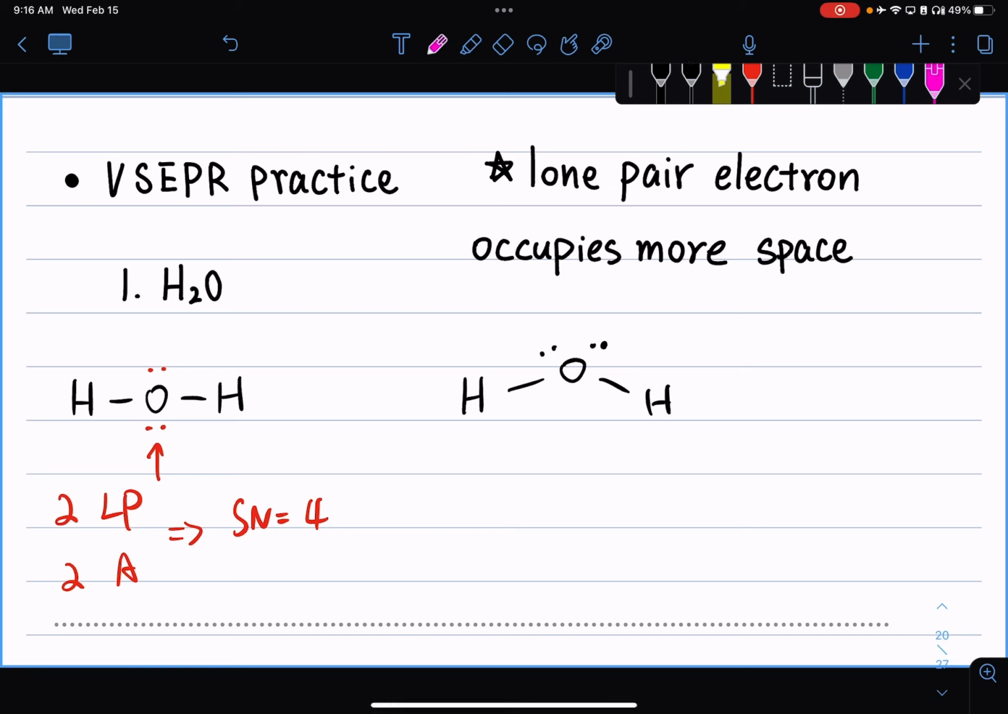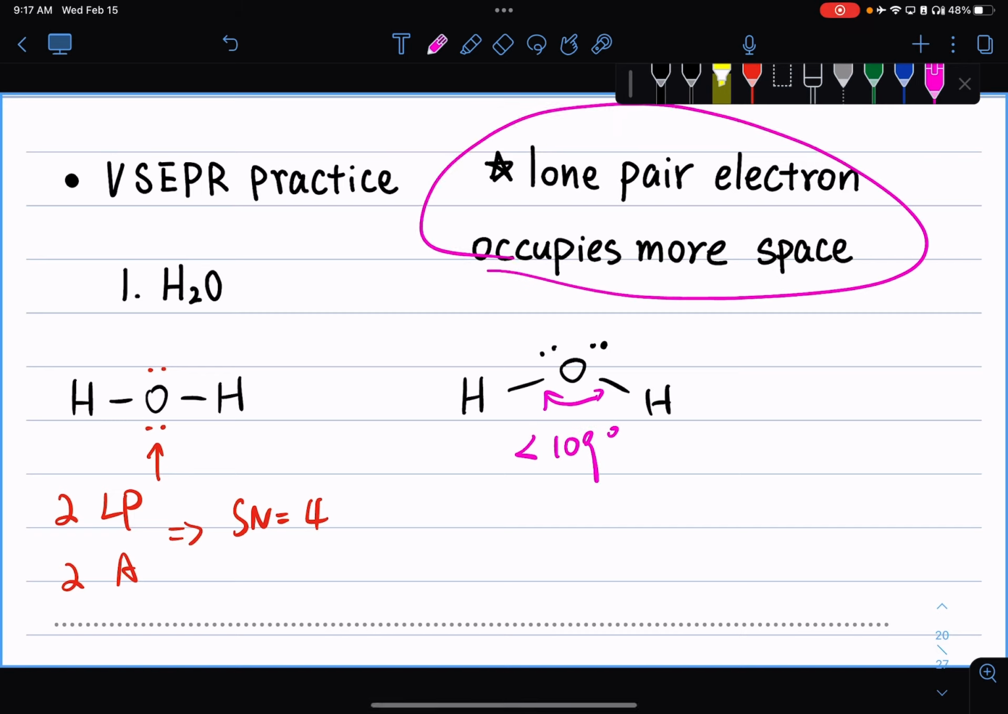One thing you would be asked to do is to label the bond angle. For example, in this case, the table says the bond angle is going to be smaller than 109, which is the tetrahedral bond angle, if you remember. This is because our lone pair electrons occupy more space. You can get this information from the table, but the theory behind that number being smaller than 109.5 is that the lone pair electrons on the oxygen occupy more space. All right?